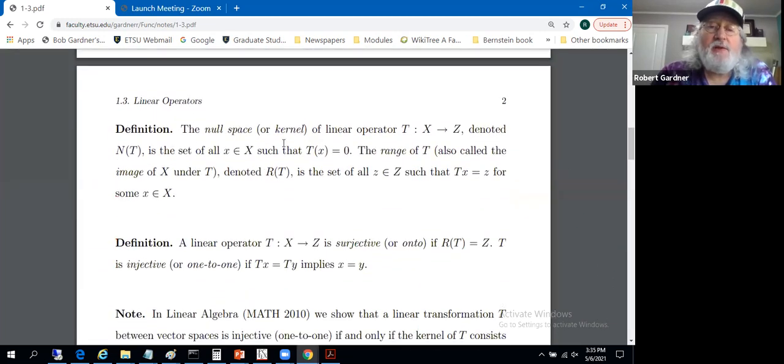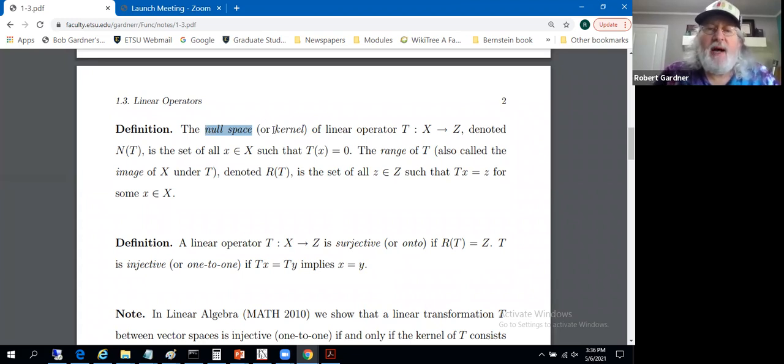The null space or kernel of a linear operator, capital T, denoted capital N of capital T, is the set of all x vectors in linear space capital X such that T of x equals 0. The word kernel is a word in linear algebra associated with linear transformations. Maybe null space was a term associated with matrices. Well, matrices, linear transformations, it's the same thing when we're in the appropriate setting.